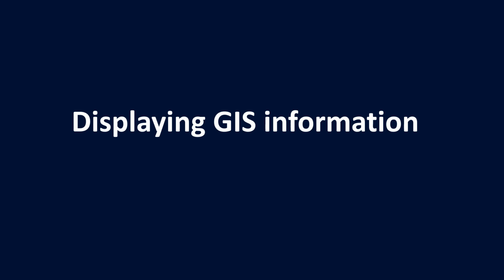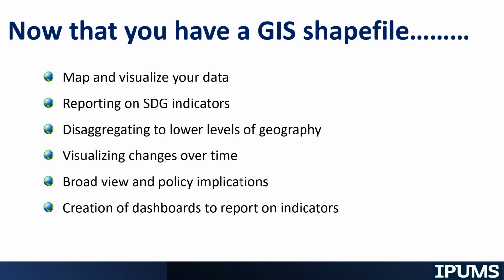The last section, I'm going to go through it quickly, is displaying the GIS information. So now you have all these maps that you created. What can you do with it? You can visualize your data. You can report on the sustainable development goals and indicators. You can disaggregate to very low levels of geography, look at changes over time, make policies, and create dashboards and report on indicators.